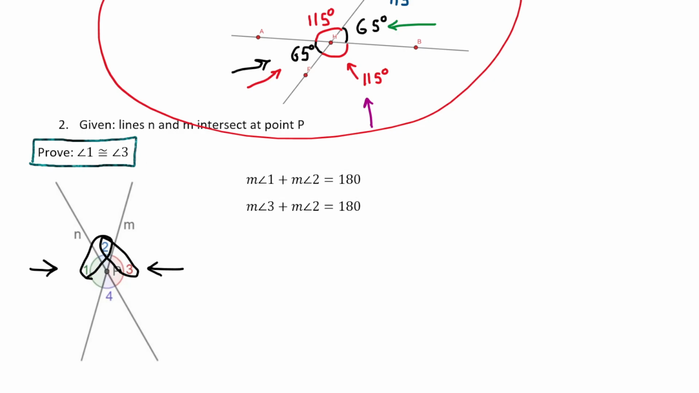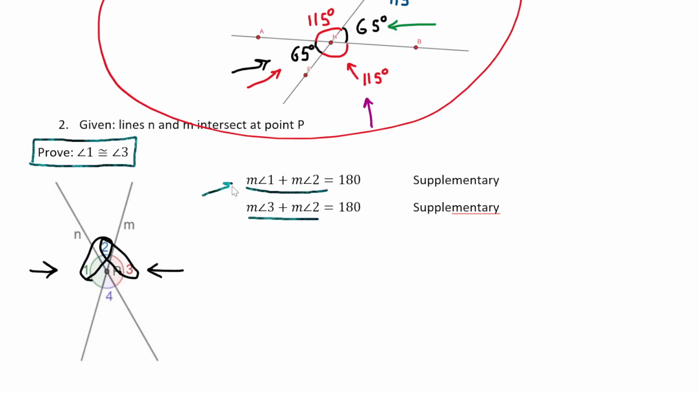Okay, the reason for both of these is the same. These angles are supplementary. These angles are supplementary as well. Okay, that is true so far. Now here's the thing. If you notice, these two angles right here equal 180, and these two also equal 180. That means that these two right here on the left are the same as these two, because both of them are equal to the same thing.